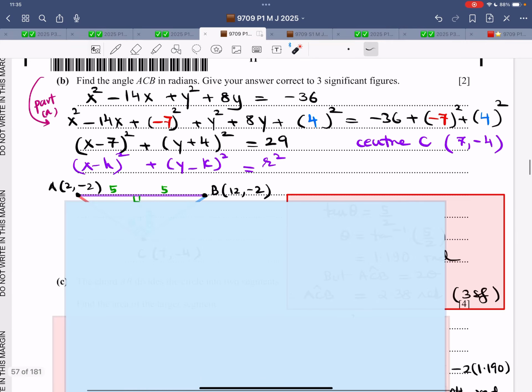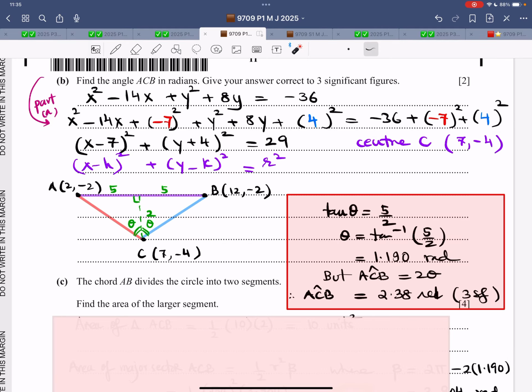So now the center is there, A and B is there. Now it's a game of either basic trigonometry or cosine rule.